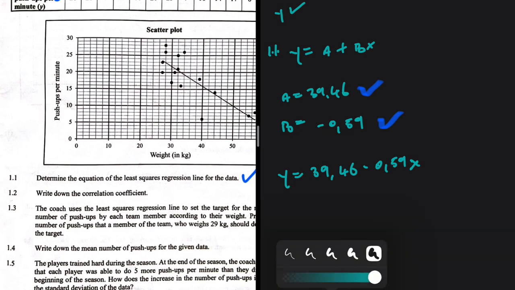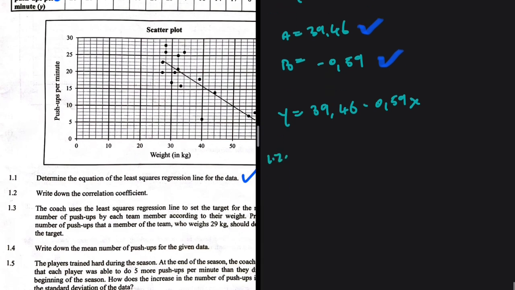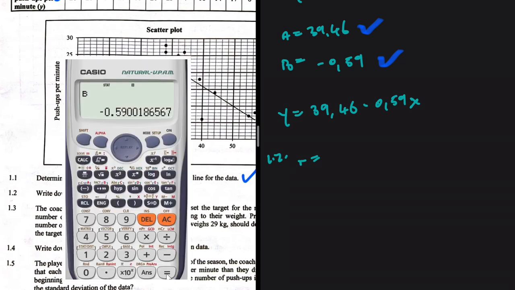And then 1.2, we're looking for the correlation coefficient, that is r. We've already entered our data, so we just press AC, shift 1, 5, and you can see that r is option 3 there. When I press equals, I get minus 0.7979, so minus 0.8. That is the correlation coefficient.